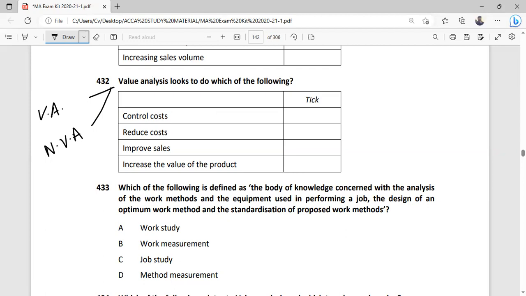Value analysis looks to do which of the following? Cost control. It is part reduction in the cost. It is part improvement of sales. Its aim is to look at the cost, not at the sales. Increase in the value of the product. Its aim is to increase the value of the product in terms of its usability, or we can say that its aim is to use the product in an efficient and effective way.